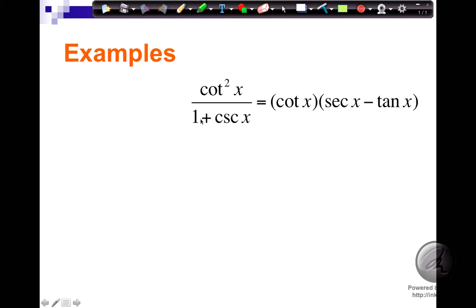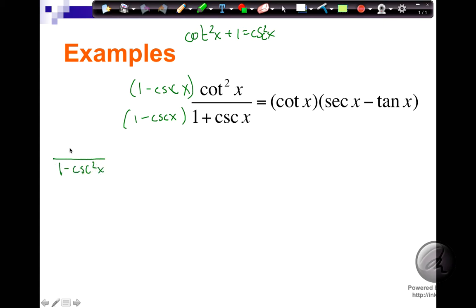All right, let's think of something. Let's just go ahead and multiply. Let's do the same thing we did on the last problem. Let's multiply by the conjugate, because I know a 1 minus cosecant squared is going to be something, I think, right? We know that cotangent squared x plus 1 is equal to cosecant squared x. So here on my denominator, I get 1 minus cosecant squared x, and I get that over, or underneath, cotangent squared x.